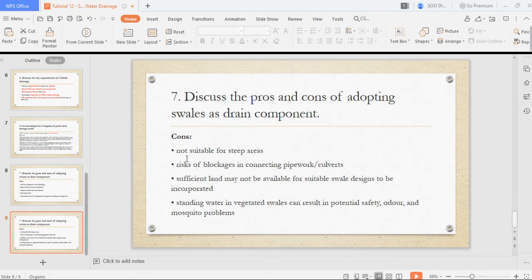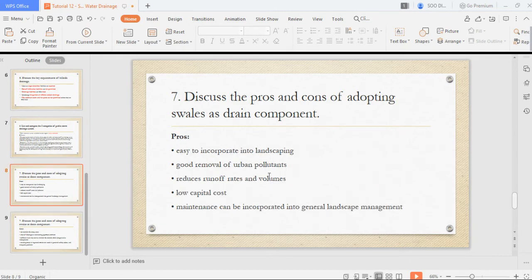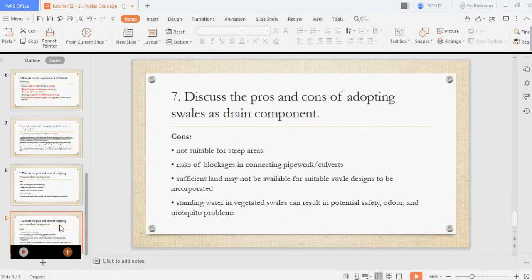It's not suitable for steep area, and there's risk of blockage in connecting pipework and covered. This is due to all the urban pollutant. And then sufficient land may not be available for suitable swale design to be incorporated. If you look at the lecture notes, the swale will require quite a large area to design. And then standing water in vegetated swale can result in potential safety, odor, and mosquito problem.